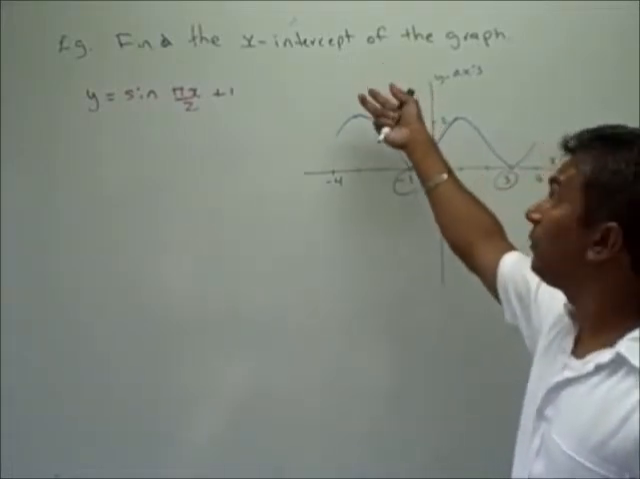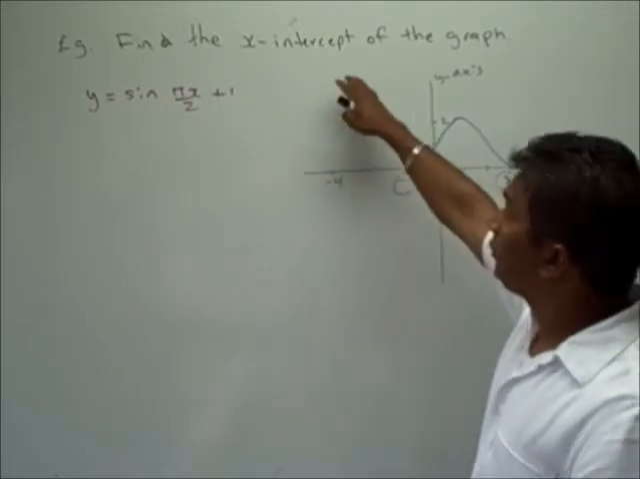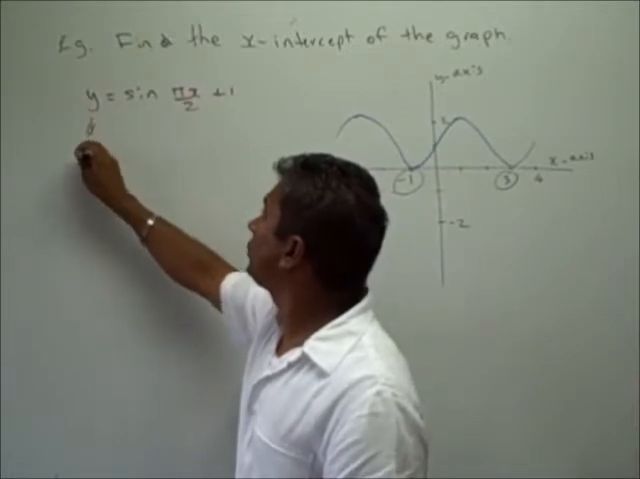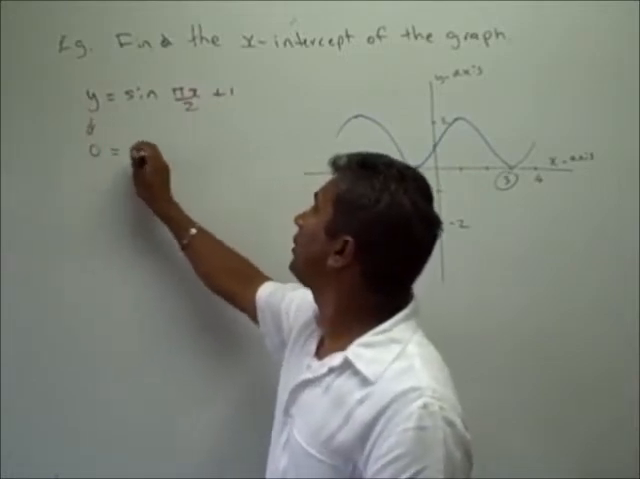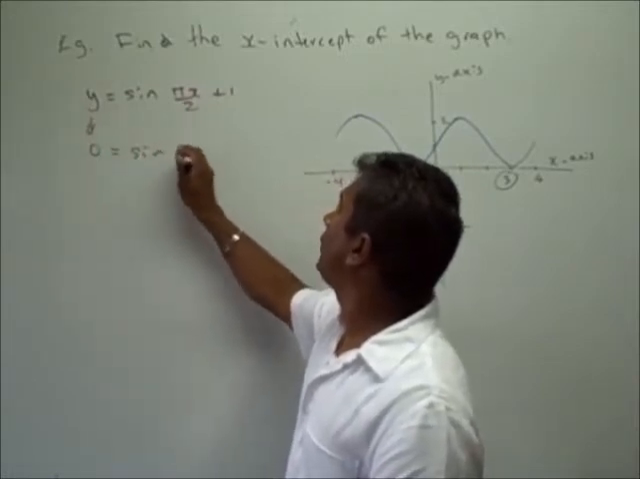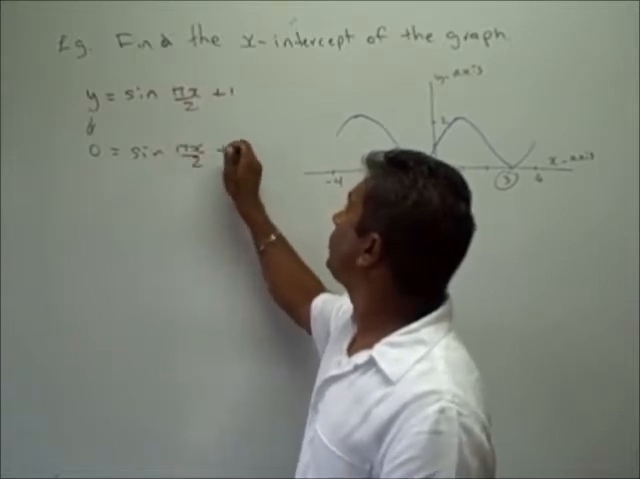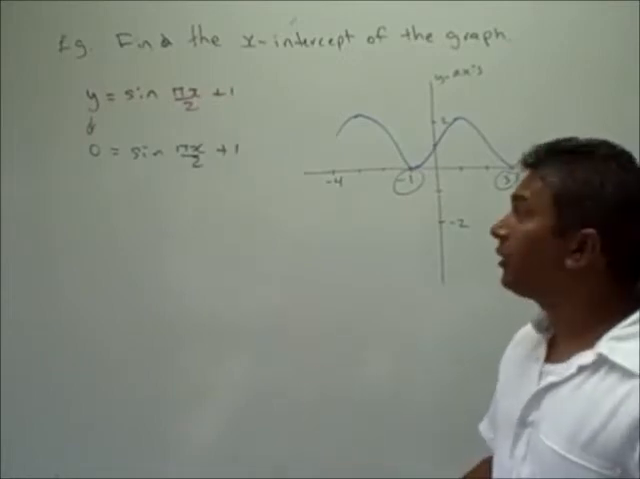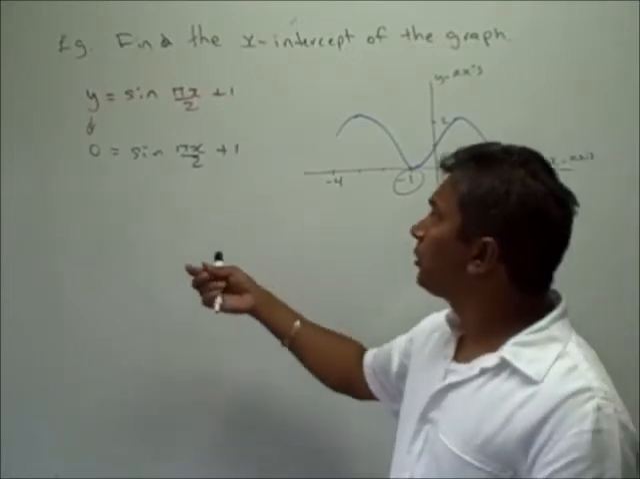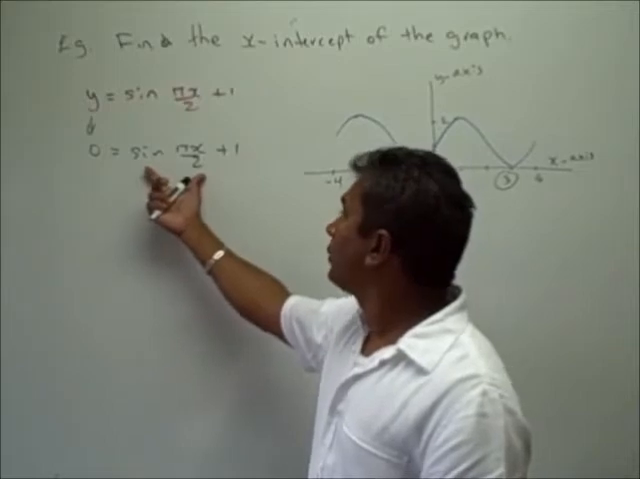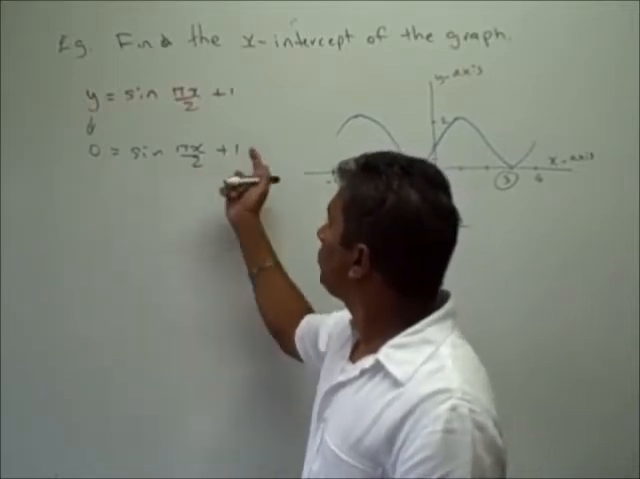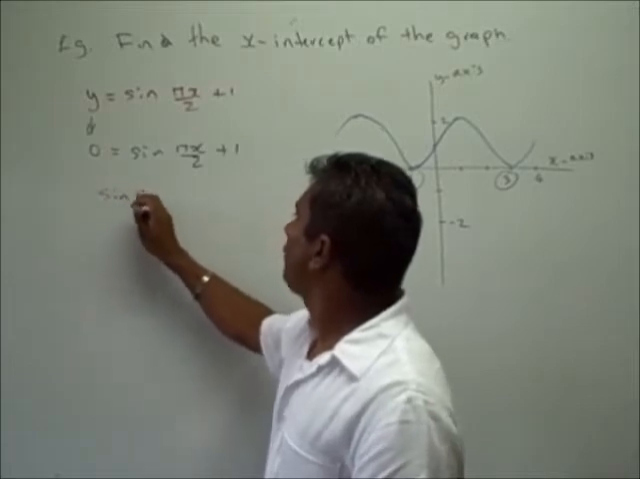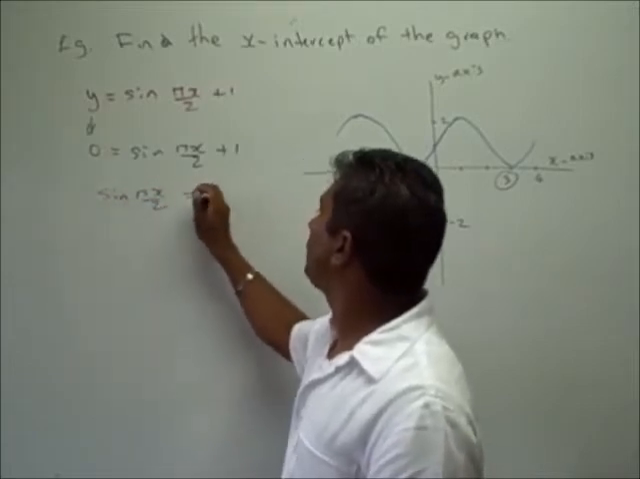To find x-intercept, we know from algebra that for our x-intercept, our y value will be equal to 0. So if we replace this with 0, this becomes 0 is equal to sine of pi x over 2 plus 1. As in our previous example, we're going to isolate a trigonometric function. So we want to try to get sine pi x over 2 by itself. So by subtracting 1 from each side, we get sine pi x over 2 is equal to -1.